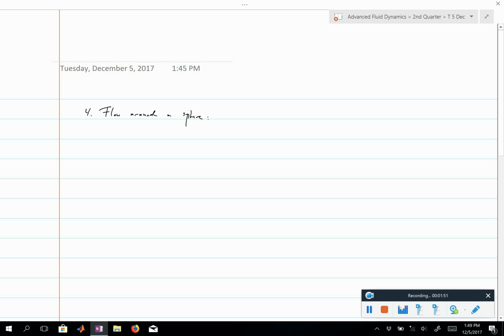So this is the easiest axisymmetric potential flow, I should say, that you could derive. So this is simple axisymmetric potential flow.